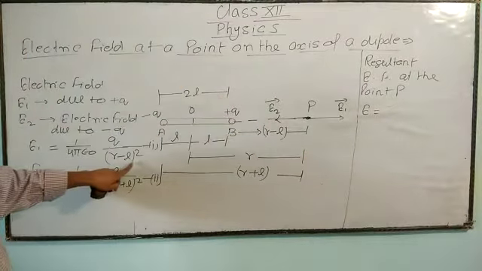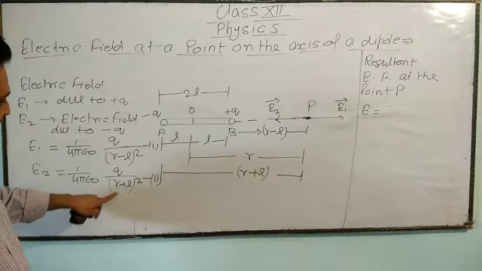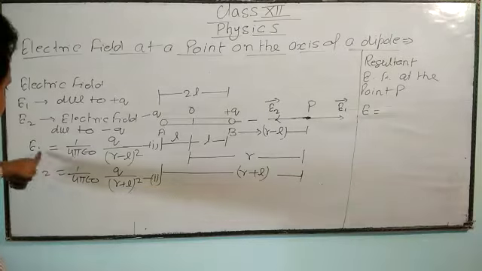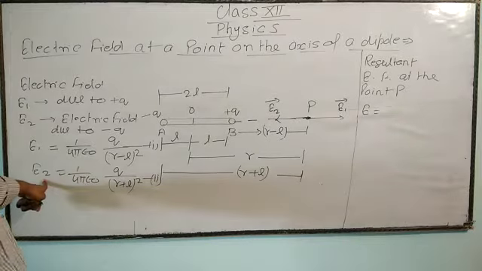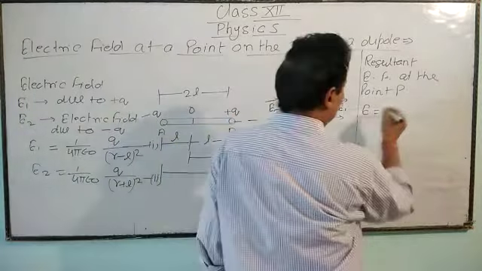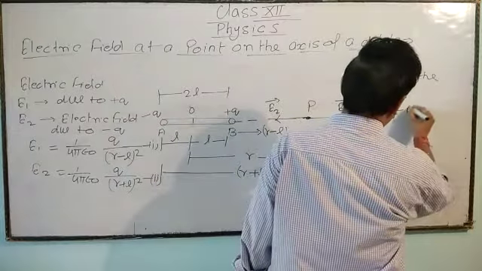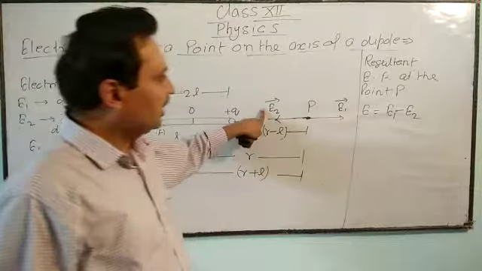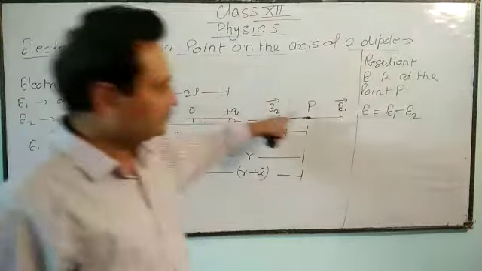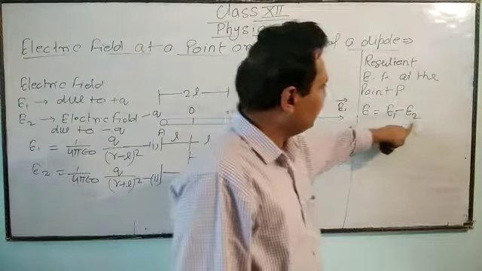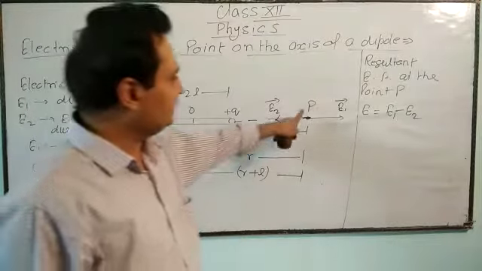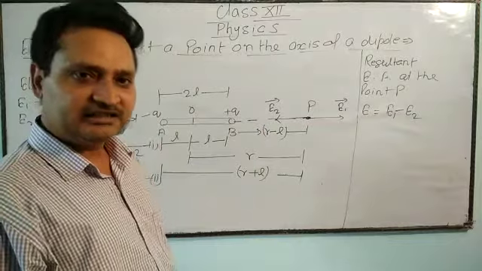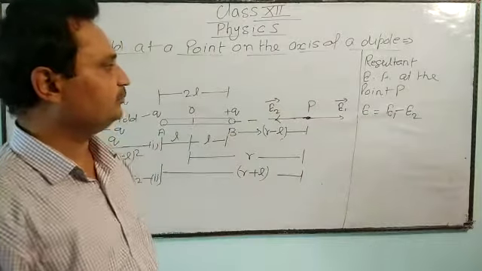E1 has r minus L the whole square in the denominator, and the second expression has r plus L the whole square. So E1 is greater than E2. So the resultant electric field at the point P is E equal to E1 minus E2, because the directions of E1 and E2 are opposite to each other. Since E1 is greater than E2, E1 minus E2 gives the resultant electric field at the point P.